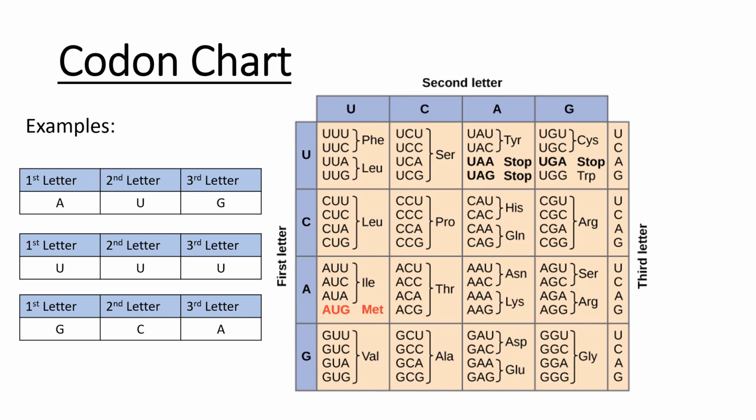And then lastly, let's do the third example. We have GCA. G being the first letter, C the second letter, so in this column here, and then A being the last letter, so it's going to be for alanine. That's how you would read a codon chart. Make sure that you always know the first, second, and third letter, and find the specific codon that you want. This can be a little bit tricky, as you can see for the third example: everything in that square is going to code for alanine. So just make sure you're paying attention to the details when you're trying to answer these types of questions.